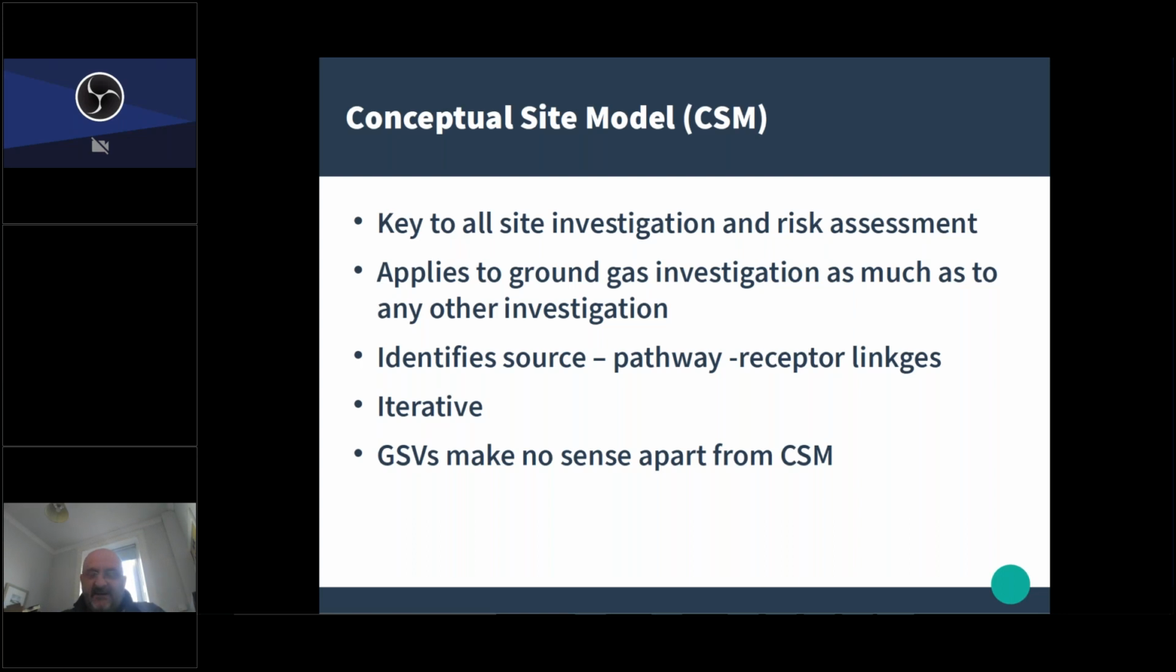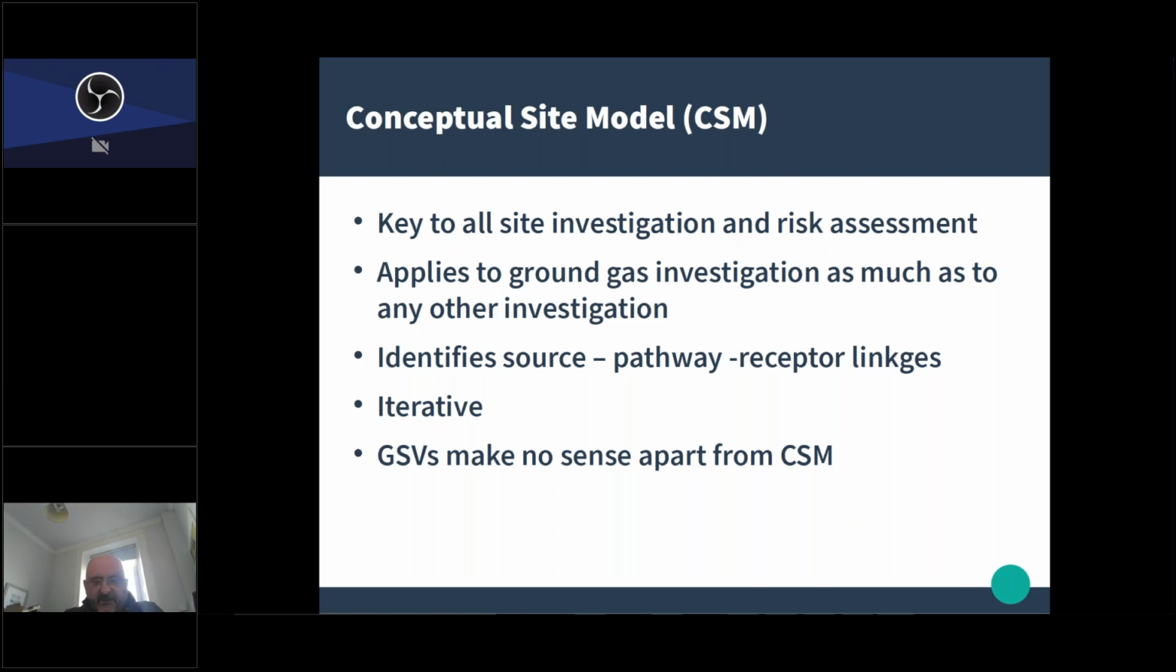Except that you haven't. And there are various problems with this, both in terms of missing potential sources and so underestimating risk, and sometimes it goes the other way, and we end up with risks where actually there aren't any. So these GSVs, they don't make any sense apart from the CSM.